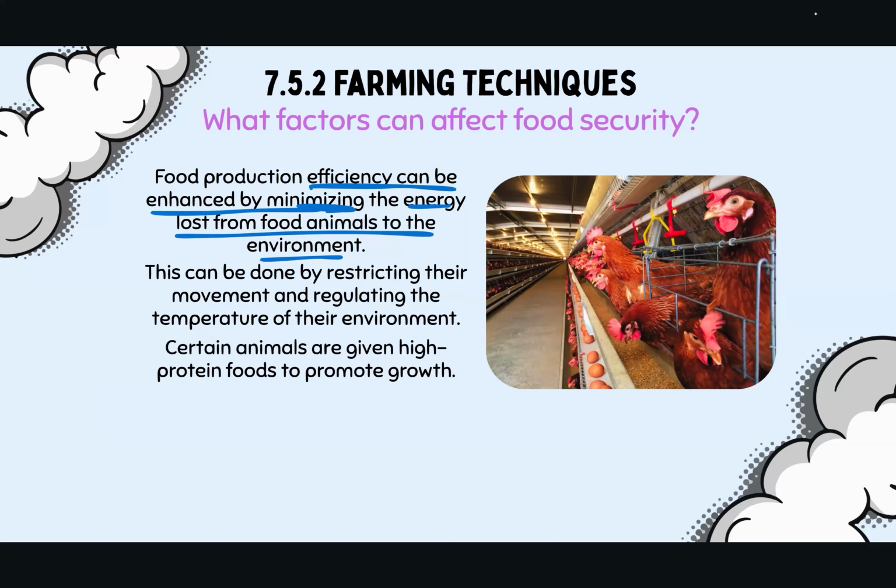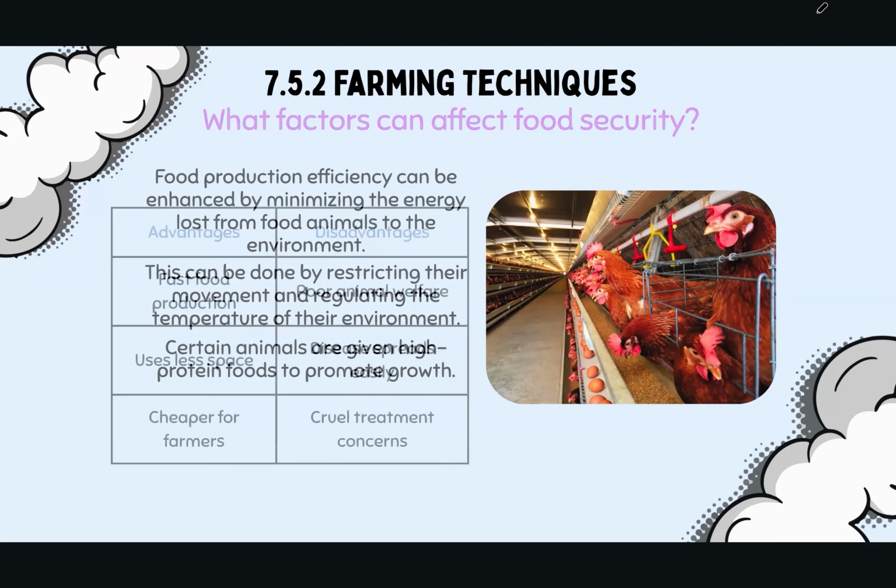So, how can you increase the size of the animal? You can restrict the movement of the animal and regulate the temperature of the environment, meaning they don't have to respire as much and use up their fat reserves. And certain animals are given high protein foods to promote growth. So it's massively cruel, but it does increase the food output.